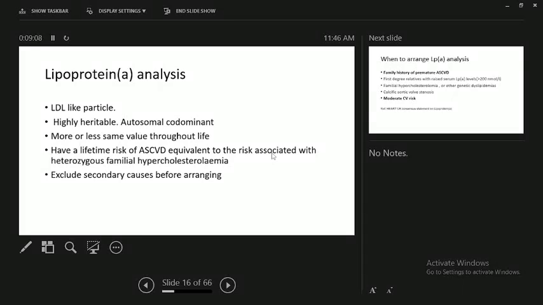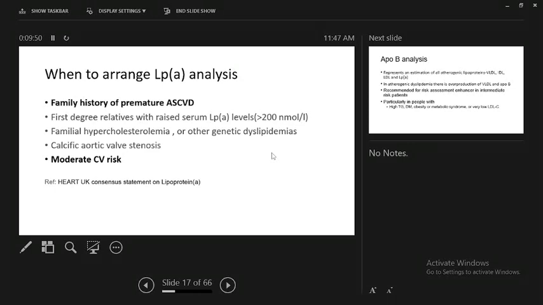So what the other guidelines recommend is to do it just once in a lifetime to assess this level. This is important because it carries a lifetime risk of atherosclerotic cardiovascular disease equivalent to the risk associated with heterozygote familial hypercholesterolemia. And importantly, exclude the secondary causes before doing this analysis, because this is somewhat expensive, around 9,500 now. Causes like hypothyroidism, chronic kidney disease, and even nephrotic syndrome have to be excluded before arranging this.